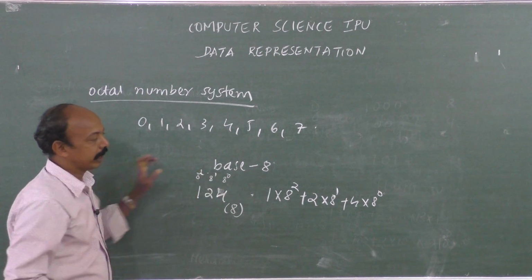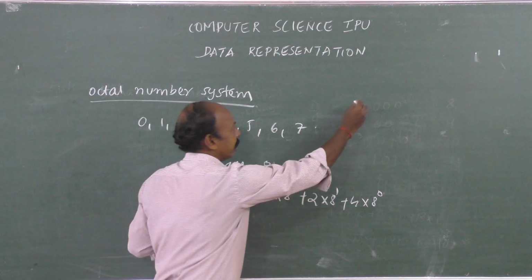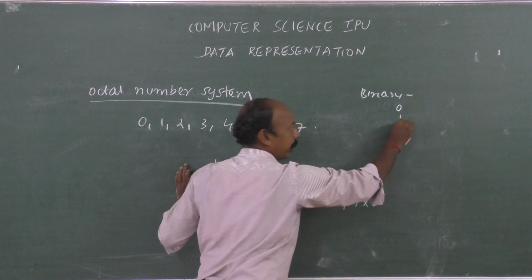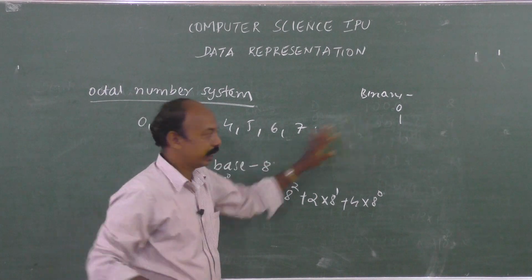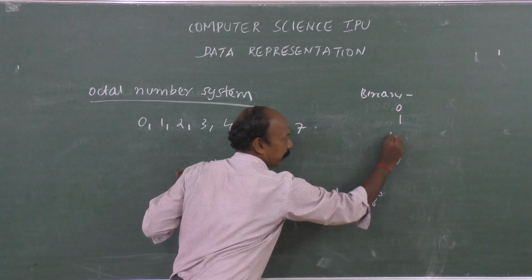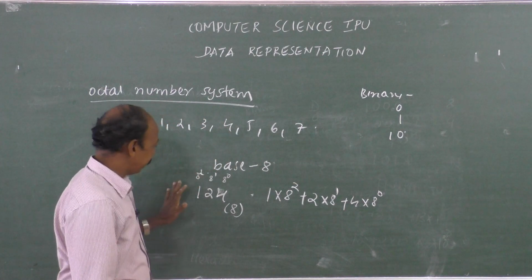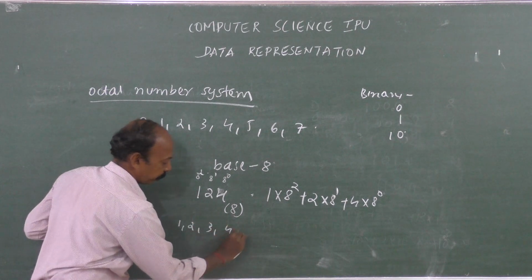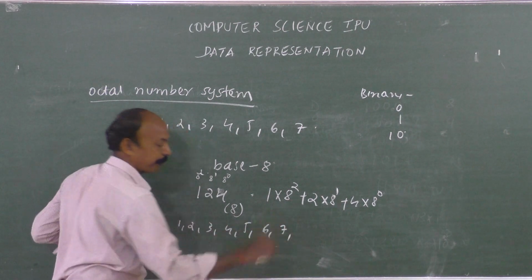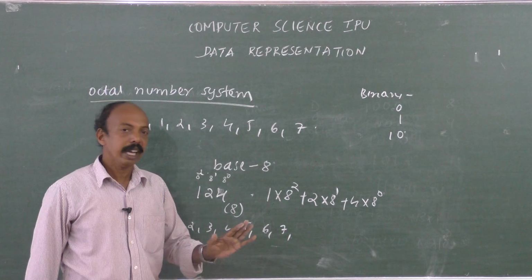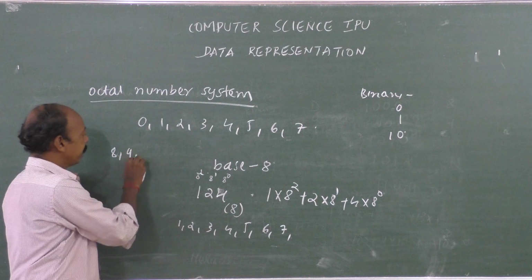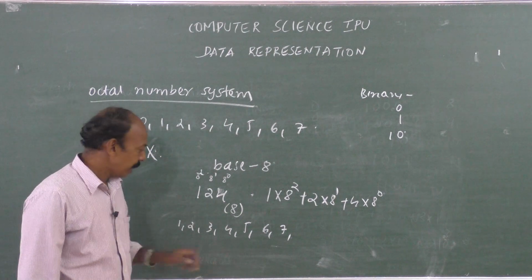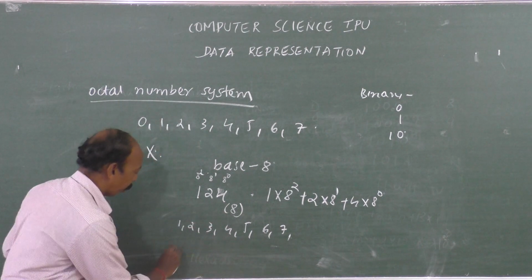So as we have seen in the binary number system, after writing 0 and 1, we have to make use of only these symbols. That's why we have to write 1 0 for the next number. Similarly here, suppose we write the numbers 1 2 3 4 5 6 7. What next? We don't have the symbols 8 and 9. That's why after 7 we have to write 1 0.